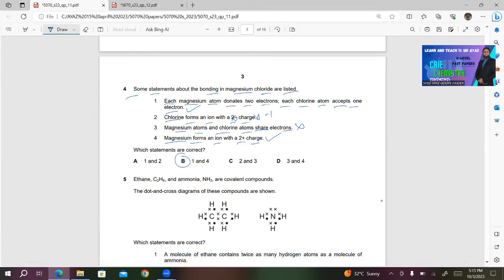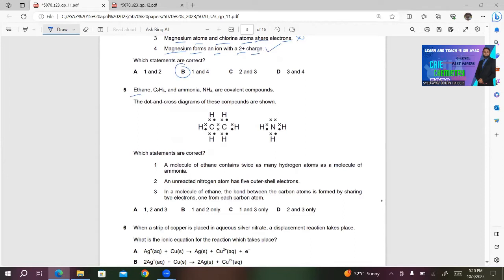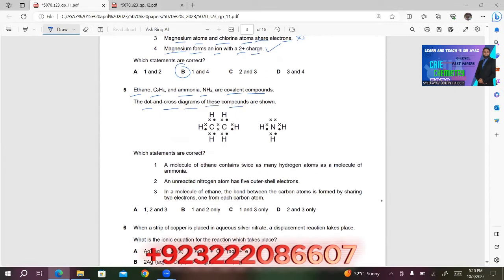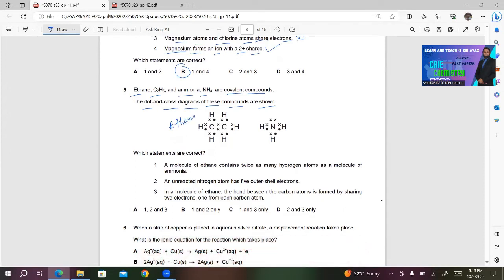Number 5. Ethane, C2H6, and ammonia, NH3, are covalent compounds. The dot and cross diagrams of these compounds are shown. This is ethane. And this one is ammonia.